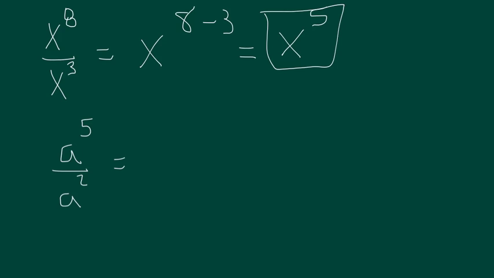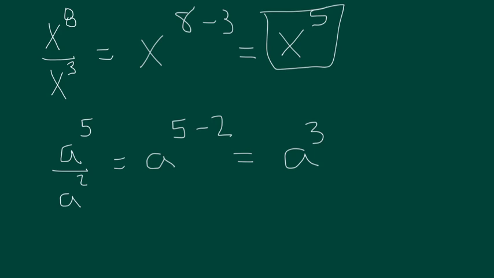Here we have a to the 5th divided by a squared, which is going to become a to the 5th minus 2, which is going to give me a to the 3rd power. Top exponent minus the bottom will give you the final answer. Top minus bottom gives you your exponent on the final answer there. The base stays the same.